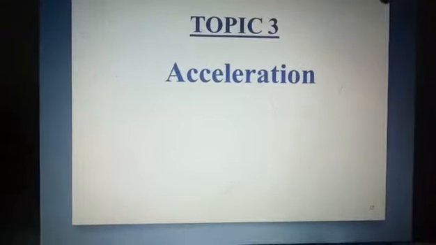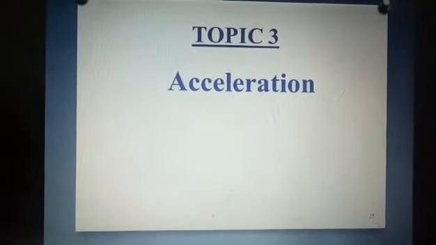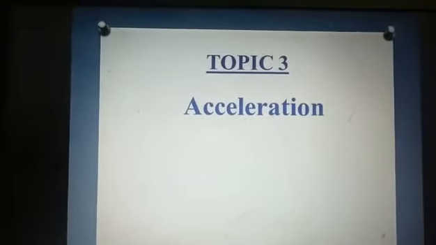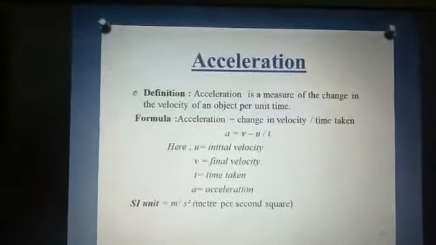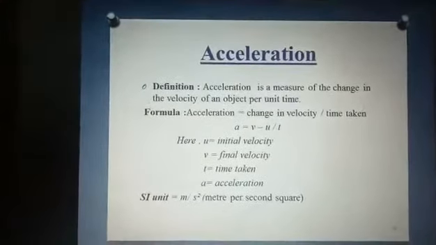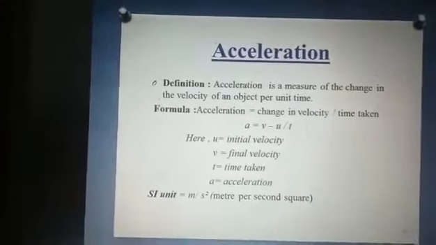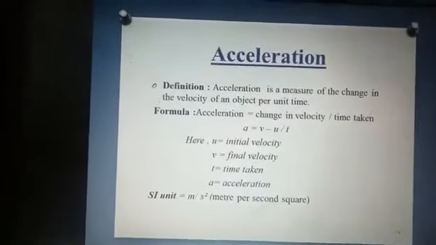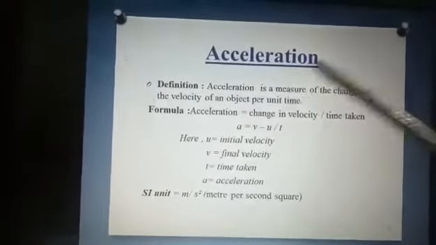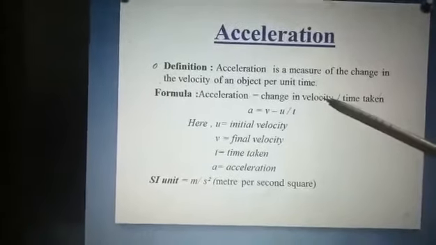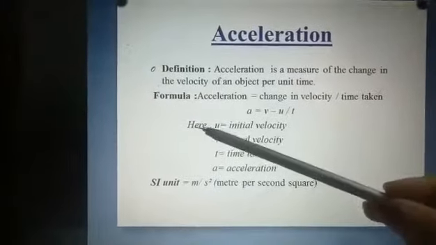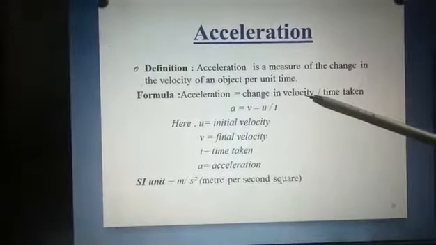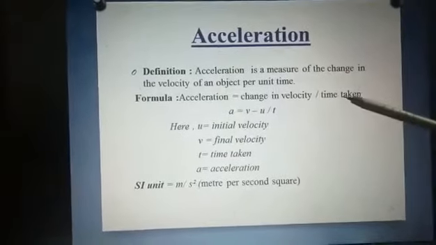Good morning, ninth class. Today our topic is topic number 3, acceleration, of chapter number 8, motion. Here in the slide we have a total of 3 pieces of information about acceleration. Number one is the definition. Definition means change in the velocity of an object per unit time. Then the formula: acceleration. Again, here change in velocity is the numerator and time taken is in the denominator.